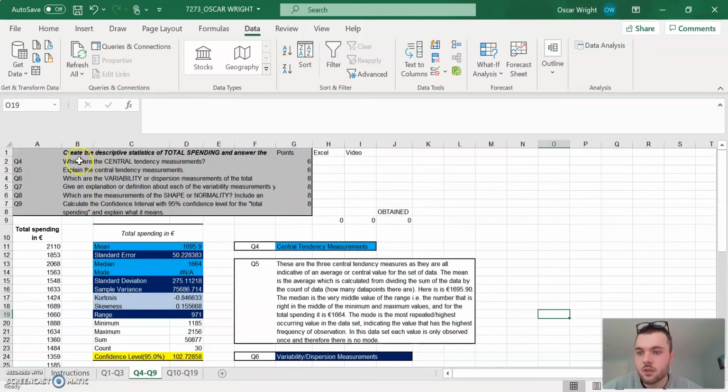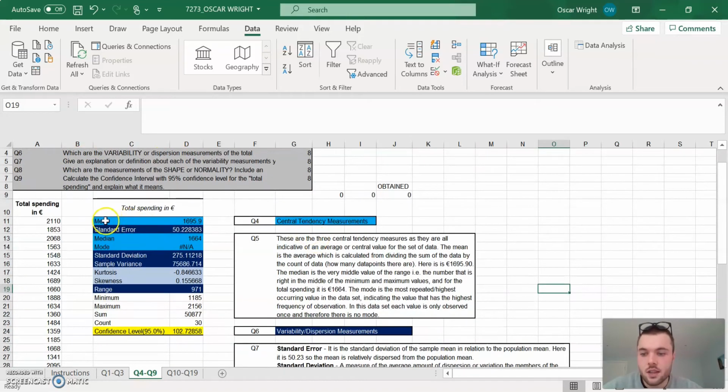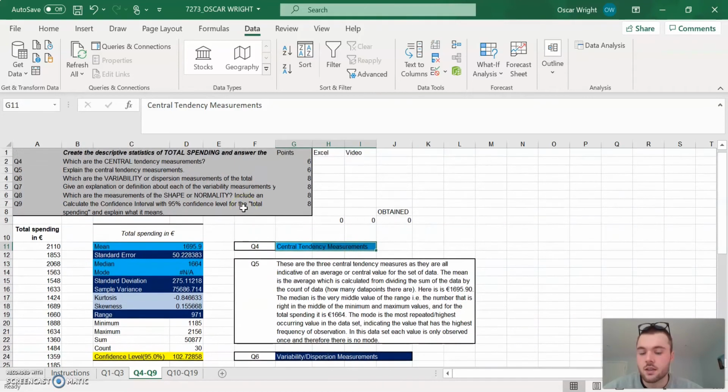So we have question number 4, which are the central tendency measures? You can see here that the central tendency measures are the mean, the median, and the mode. They're highlighted in a nice blue color. Question number 5, explain the central tendency measurements.